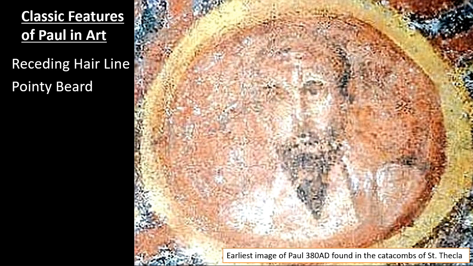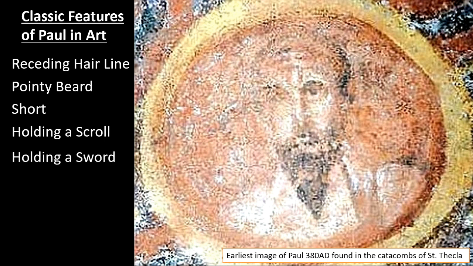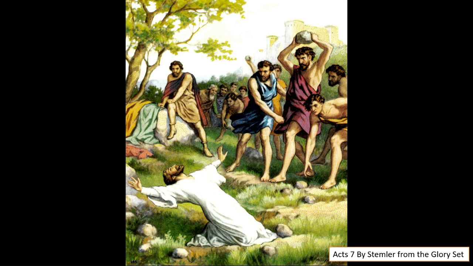And then the three aspects of Paul in art that they don't necessarily show here: Paul was rumored to be short, so not necessarily a tall man. He's usually shown holding a scroll, which represents the 13 books of the New Testament that he penned. And lastly, he's holding a sword, which we'll talk about at the end of this. So that gives you an idea of Paul in art, and as we look at some of this art, we'll see some of that in what we're looking at.